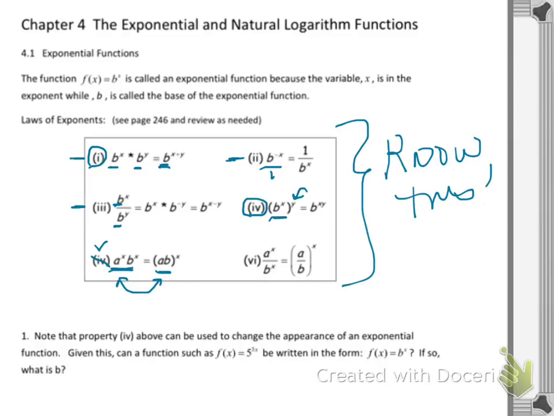Same thing for 6. You have different bases. One is A, one is B, but the power is the same. So again, make sure that you understand going both ways.